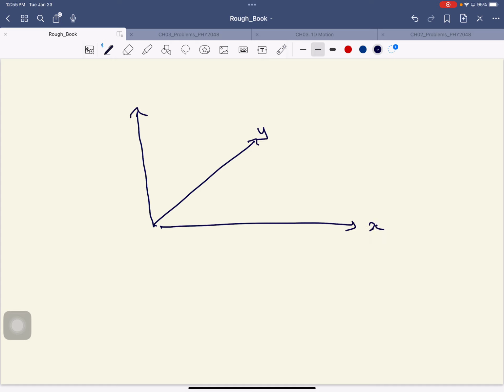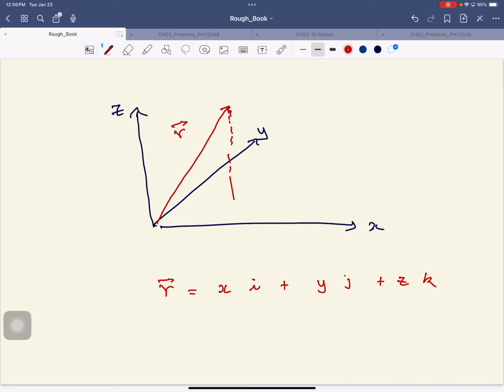x, y, z. So let's say you are here. You're in a plane, and you are there. This is your position vector, R. Everybody understand that R can be written as xi plus yj plus zk? Right? Everybody understand that? Okay, we will draw that.